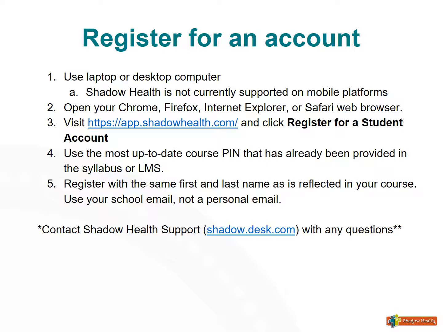So let's go ahead and review how you get an account. You need to register for your account. So you use your laptop or desktop computer. We know that Shadowhealth is not currently supported by mobile platforms such as your smartphones. And then you open your browser. Shadowhealth seems to work better in Google Chrome. You can use some more of the features in Google Chrome. But once you open your browser, go ahead and visit the Shadowhealth website at app.shadowhealth.com and click Register for a Student Account, which is found in the top right-hand corner.